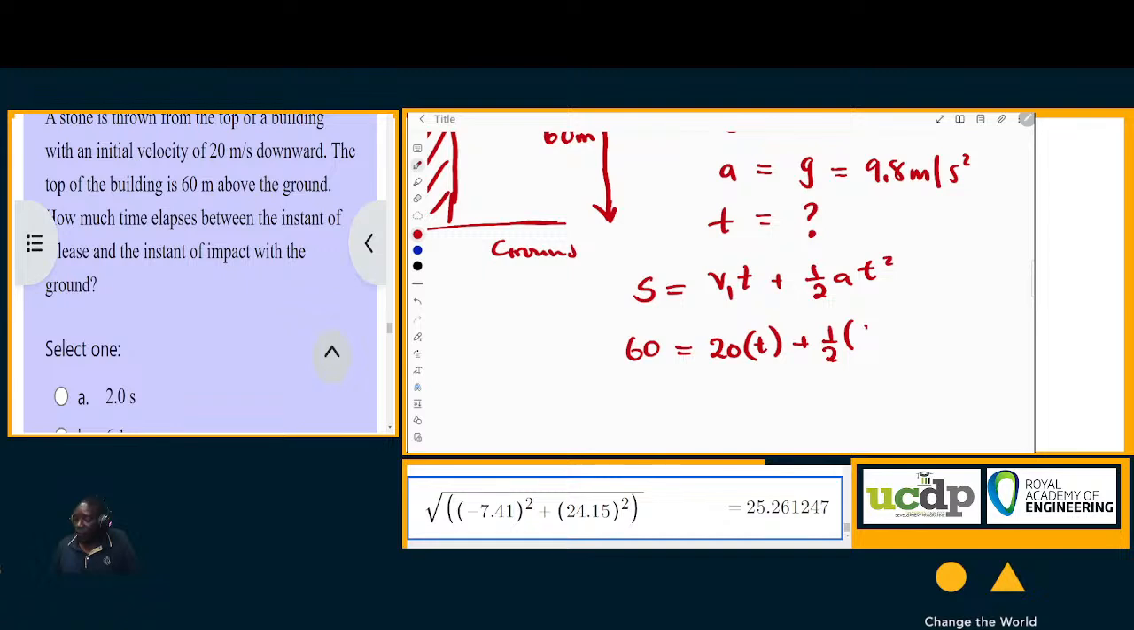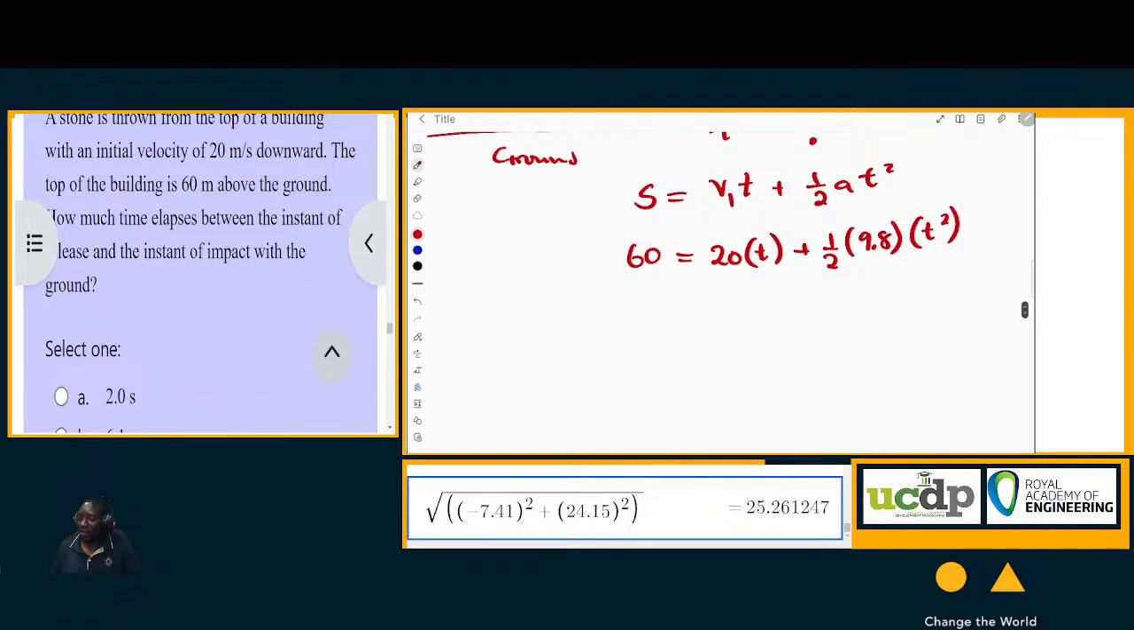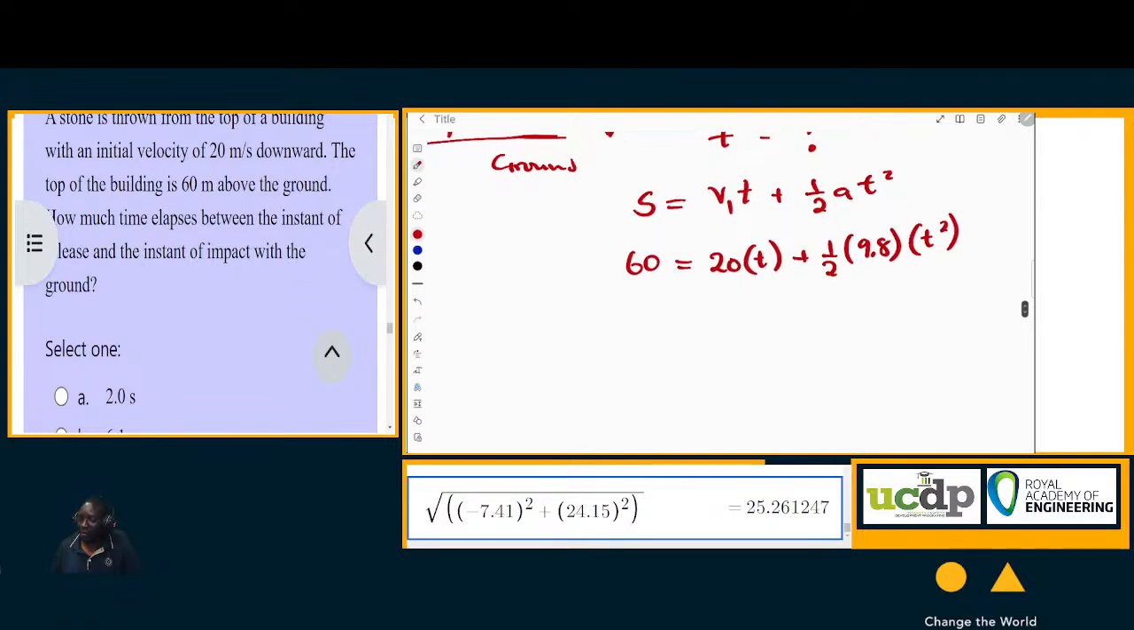So we have 9.8 there, and then we have t squared. So I have a quadratic equation. I don't mind dealing with quadratic equations. But anyway, let's see what we get. So that means we've got 4.905 t squared plus 20 t minus 60 equals 0.